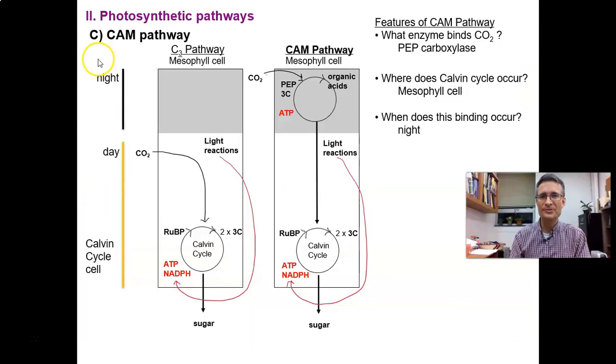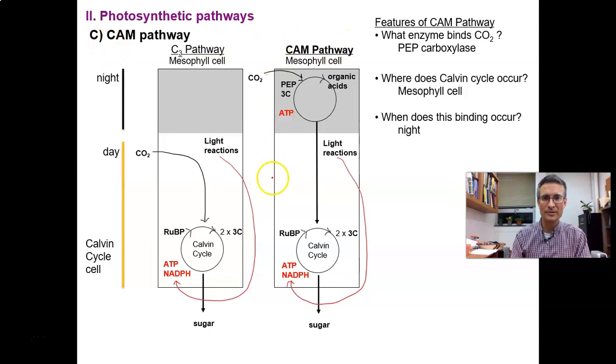Our third pathway is the CAM pathway. CAM stands for crassulacean acid metabolism. Don't worry, I'm not super interested in you remembering what these letters stand for, but I'll point out that the Crassulaceae is the name of a plant family, and it's the family in which this pathway was first discovered. So we now know that there are several other plant families that have CAM pathways, but we retain the name CAM for crassulacean acid metabolism.